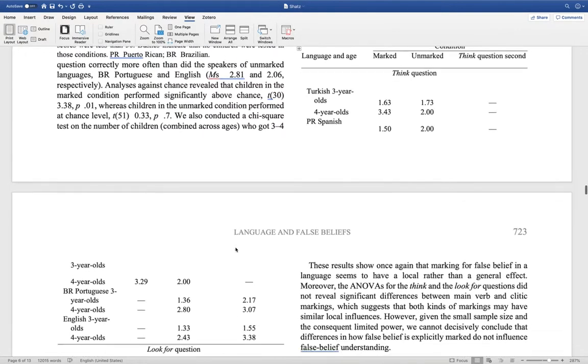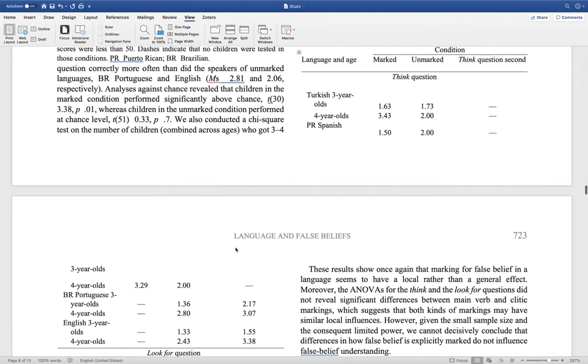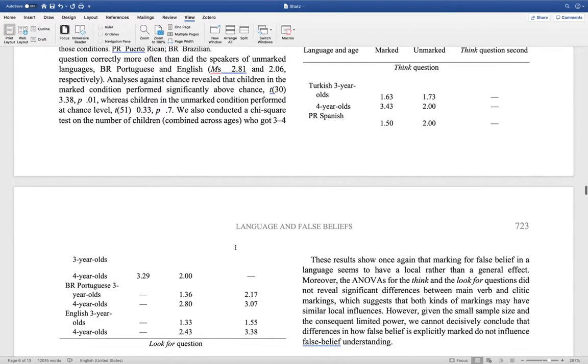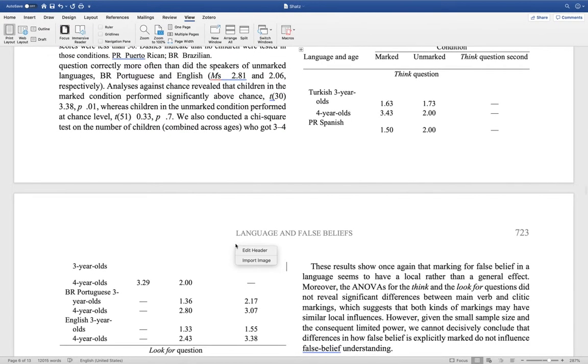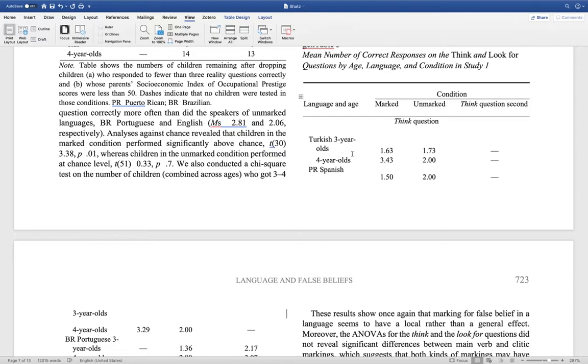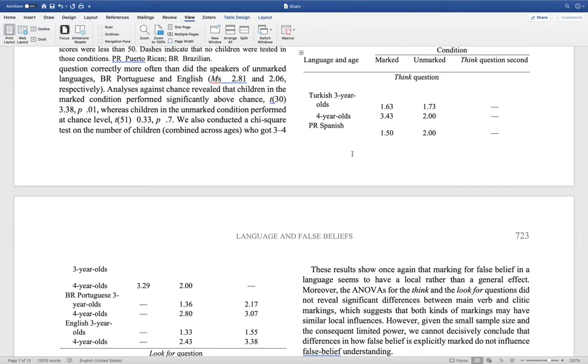Let's look at the Brazilian 3-year-olds. And what you see there is that they are getting about 1/3 of a question less correct. 1.36, 1/3 of a question is about 0.36. And I'm just looking at the data right now, and I'm seeing, okay, that appears to be an increase. 1/3 of one question correct.